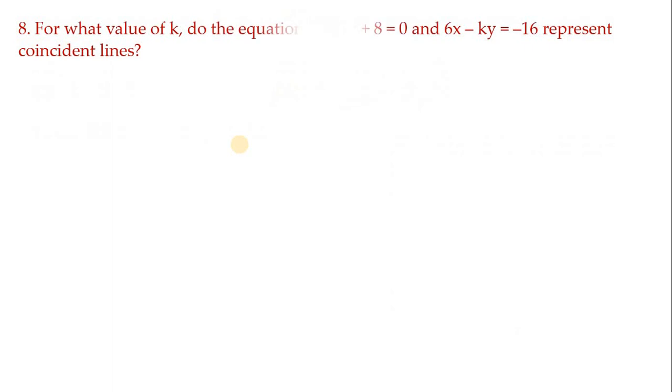Move on to the next problem, children. For what value of k do the equation 3x minus y plus 8 equals to 0 and 6x minus ky equals to minus 16 represent coincident lines? See here they are asking for what value of k these two equations will represent coincident lines. So coincident lines means they will be having infinitely many solutions. So to have infinitely many solutions, all ratios will be equal. So we have to solve on the basis of that.